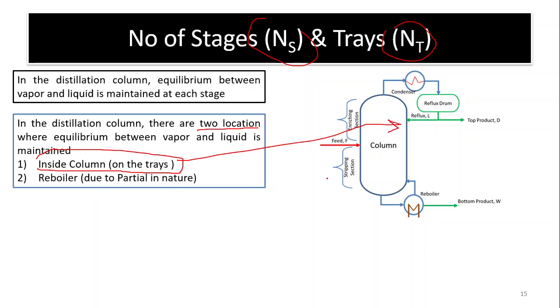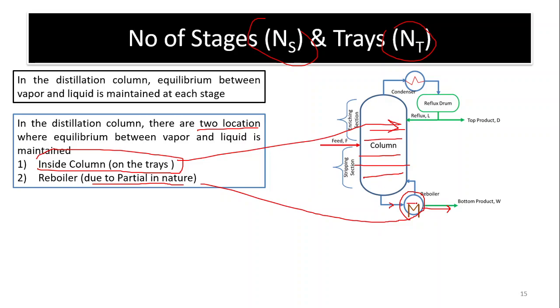Inside the column there are trays or packings. So let us assume that we have different trays. Inside the column, on the trays, the equilibrium is achieved. And the reboiler, this one here, is a reboiler. What is the meaning of reboiler? It is partial in nature. Partial means the liquid is coming inside the reboiler, and then one portion of this liquid is vaporized and sent back into the column, and the remaining portion is taken as a liquid, as a bottom product. So we have the vapor and liquid leaving from the reboiler, which are in equilibrium. That's why we can assume that there is one stage here also.